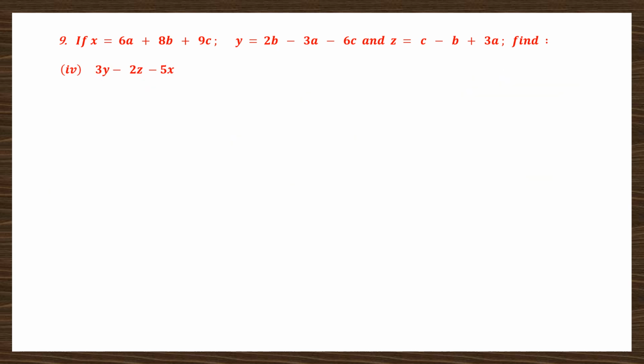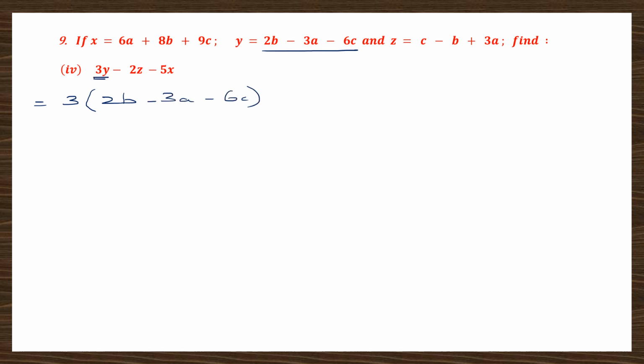Question 9 has one more question. Here it is 3y minus 2z minus 5x. So 3y, that means 3 into y. Be careful, this time y has come first. So we're going to put this, that is 2b minus 3a minus 6c.